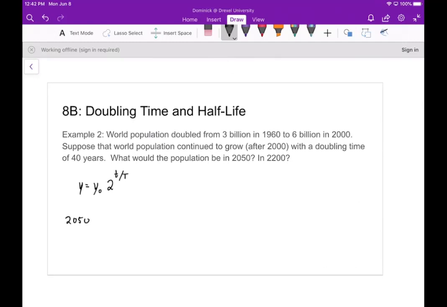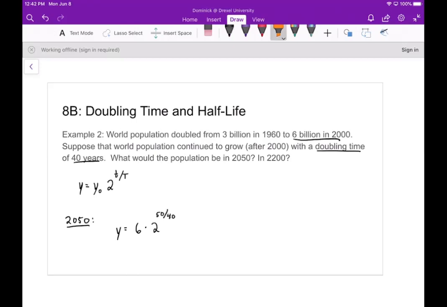So for 2050, we're going to have y equal to, and of course it depends on which one you want to use as your initial. I'll use 6 billion in 2000 to be my initial time. So y is equal to 6 times 2. If I want to get to 2050 and I'm starting at 2000, then that's 50 years, and my doubling time is 40 years. So I need to do 6 times 2 to the 50 over 40.